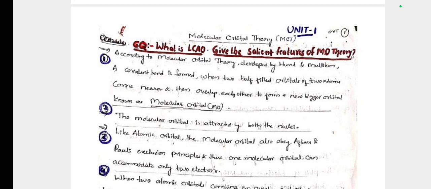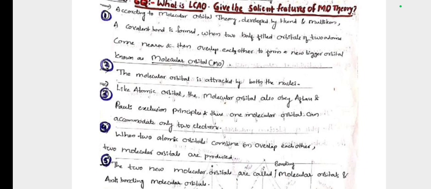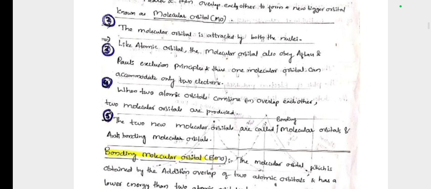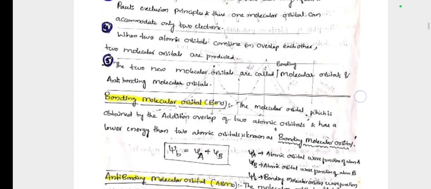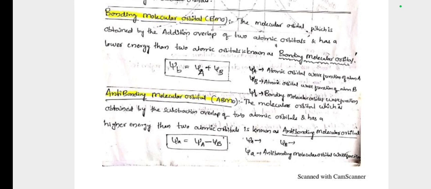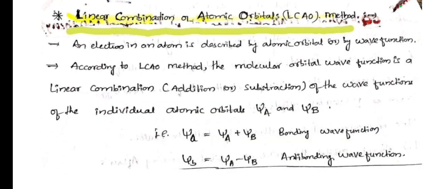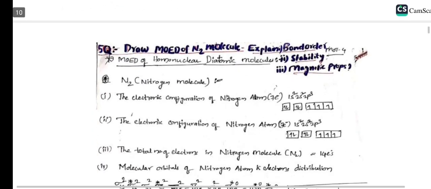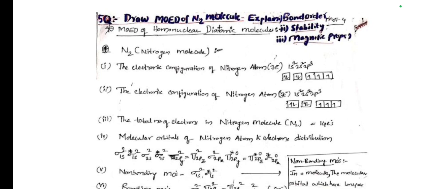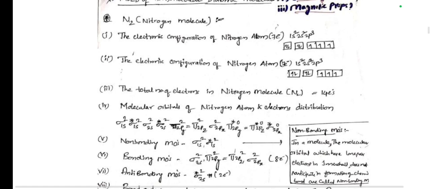Next, very important one is MOT, molecular orbital theory. Very simple. Atomic orbitals combine to form molecular orbitals. Two different types of orbitals: bonding and anti-bonding. Bonding means addition, overlap. Anti-bonding means subtraction, overlap. What is LCAO? So, the definition. Next, MO diagrams. This is very important. Practice MO diagrams step by step.